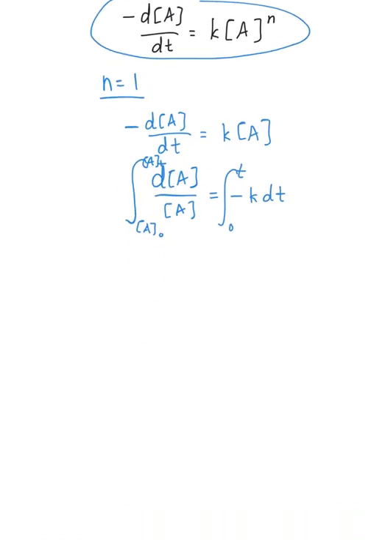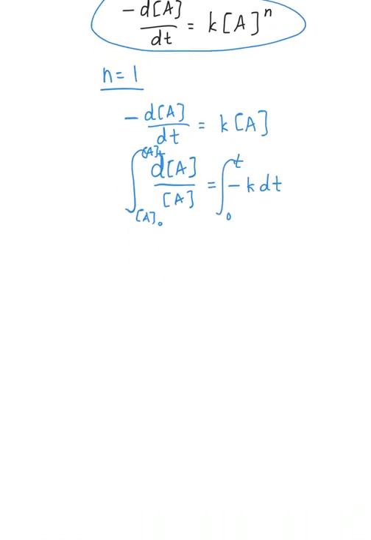Negative k is once again a constant, so we can take that out in front of the integral on the right-hand side. On the left-hand side, if you remember from your calculus class, that dx over x integrates as the natural log of x. We'll apply that same principle here. On the left-hand side of our equation, we end up with the natural log of the concentration of A integrated in the bounds from A0 to A at time t. On the right-hand side, we end up with a constant negative k multiplied by t integrated over the bounds from 0 to t.